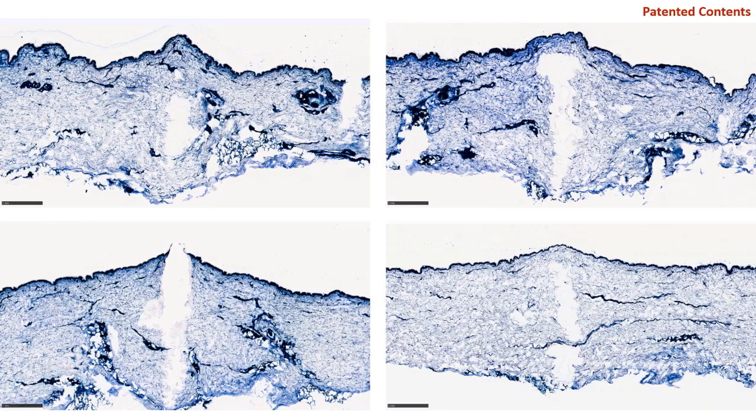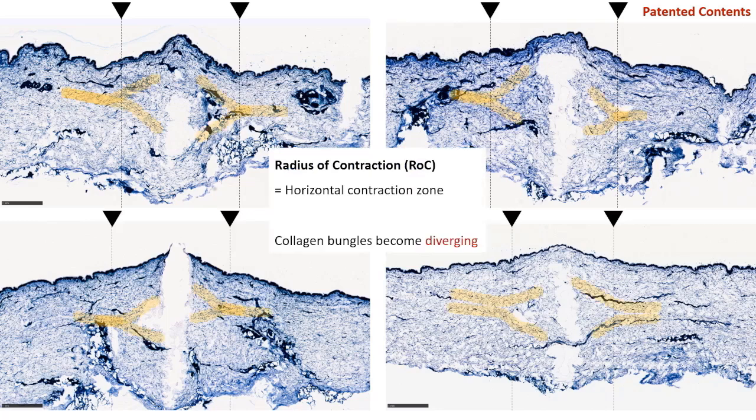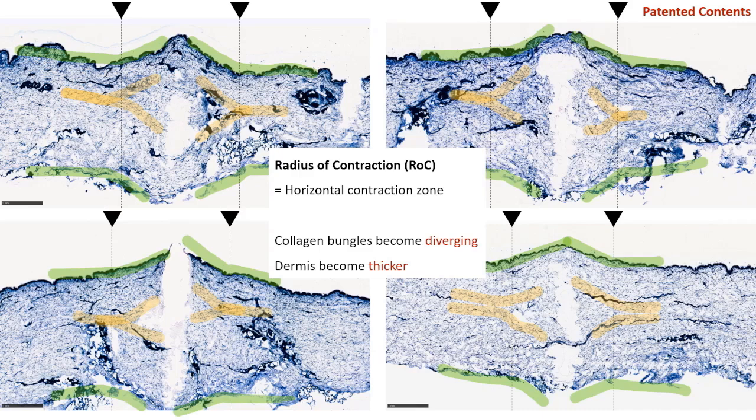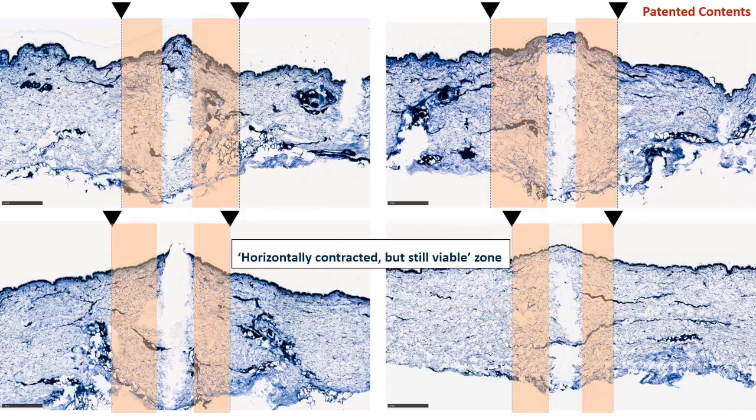In histology sections, from the radius, the collagen bundles start to diverge up and down, and the dermis begins to be thicker. And the interesting thing is, it seems that the horizontal contraction zone was much larger than the loss of viability zone in the center. So it indicates that there is a significant area where the skin was horizontally contracted but still alive.